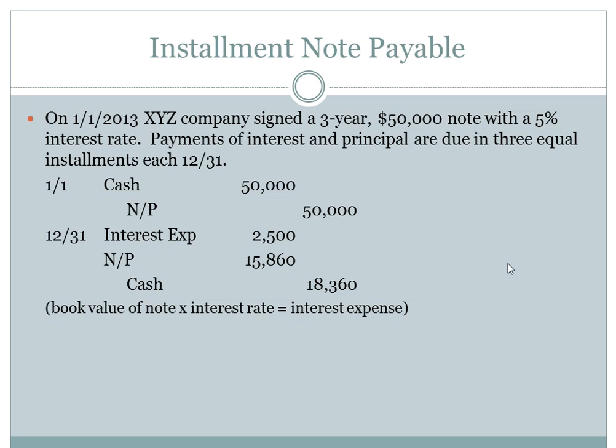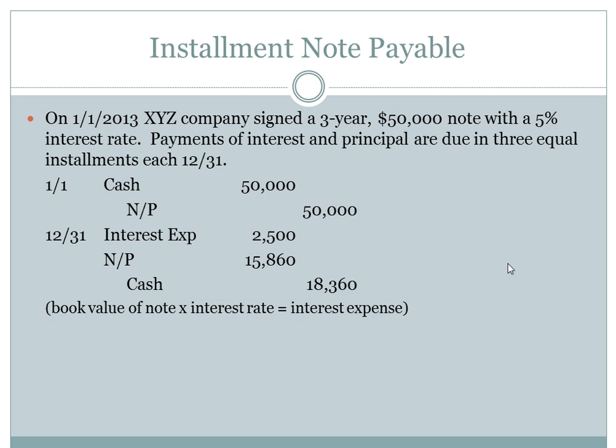So I borrowed $50,000 today. I'm going to be making 3 equal payments at 5% interest rate, and that means that I have $18,360 in cash payments each year. For the first year, for 2013, my interest expense will be $2,500. Book value of the note multiplied by the interest rate multiplied by the portion of the year.